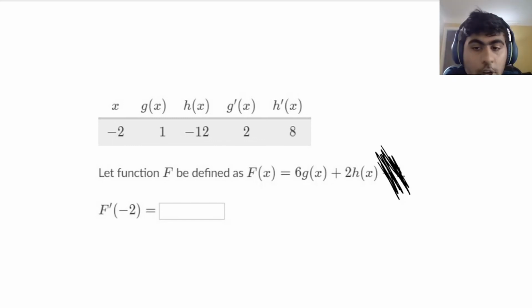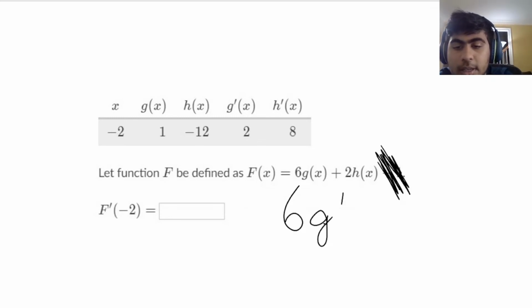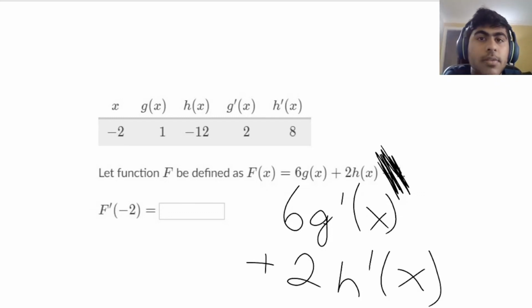And the next thing is our constant multiple rule. We can just pull out the 6. When we take the derivative of g of x, that'd be 6 g prime of x plus 2 h prime of x. And that is our derivative. So that's f prime of x.